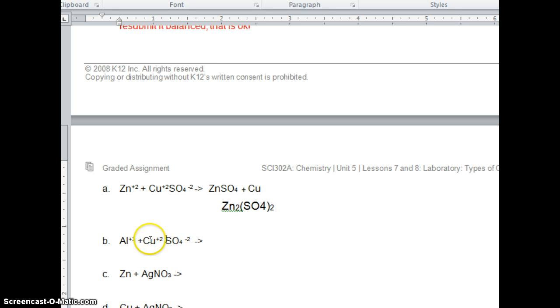All right, so which one is the aluminum going to go with, the copper or the sulfate? It's going to go with the sulfate. Why? Because aluminum is positive and sulfate is negative, and you always have the positives and negatives go together. And then the rest of this chemical reaction is going to be the leftover. So which element is left over that I have to write yet? The Cu, or the copper.